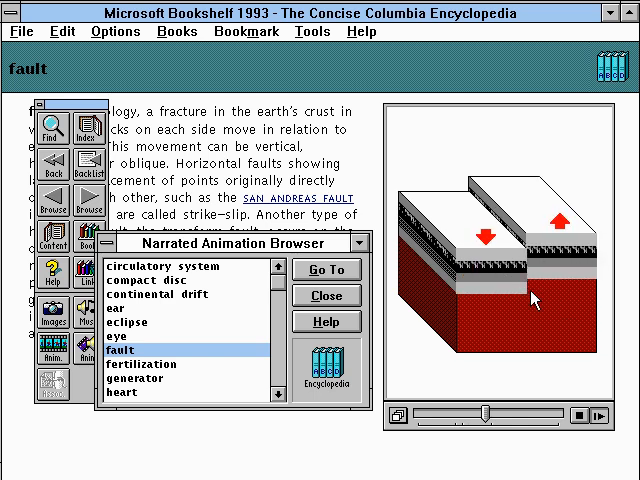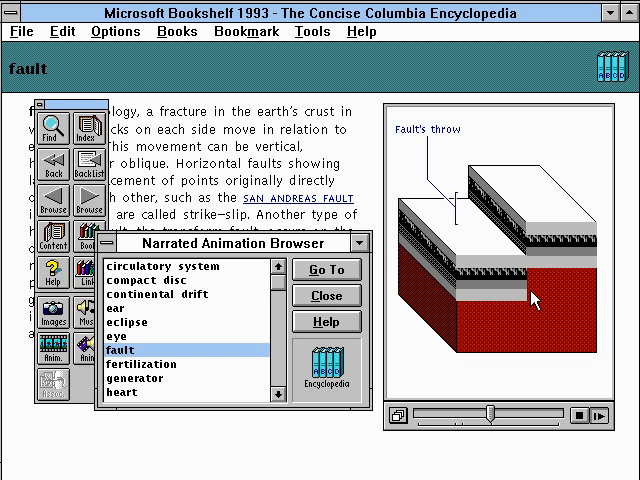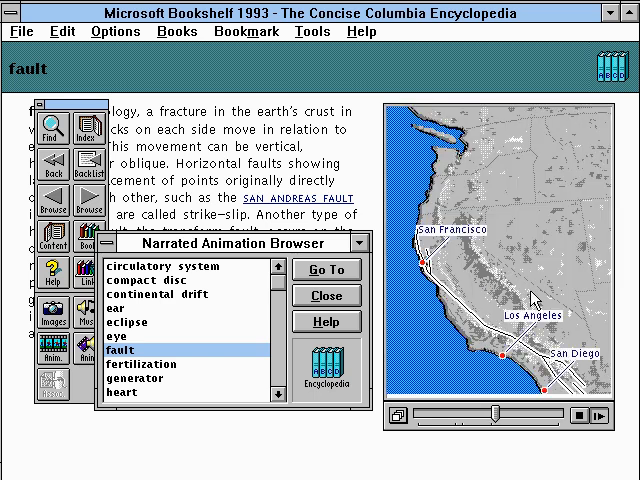The amount of vertical displacement is called the fault's throw. Faults vary in throw from a few meters to hundreds of meters. Movement of the Earth's great plates is usually slow and steady, causing gradual changes along fault lines.